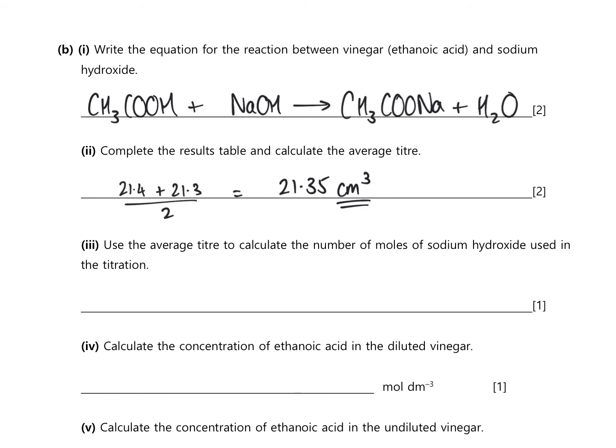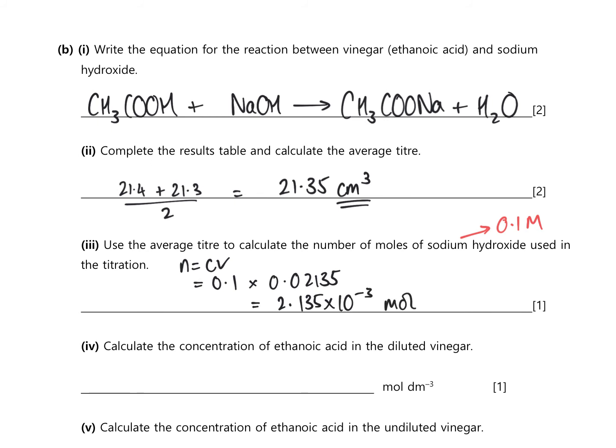Then it says use the average titer to calculate the number of moles of sodium hydroxide. We were told in the question that that was 0.1 molar. So we're just simply using n equals CV with 0.1 and 0.02135 from our average titer. Do not round that off. At this stage, some people are rounding that off to 21.4, which looks like you're just using your first accurate. So don't round that off at this stage. So that comes out as 2.135 times 10 to the minus 3 moles of sodium hydroxide.